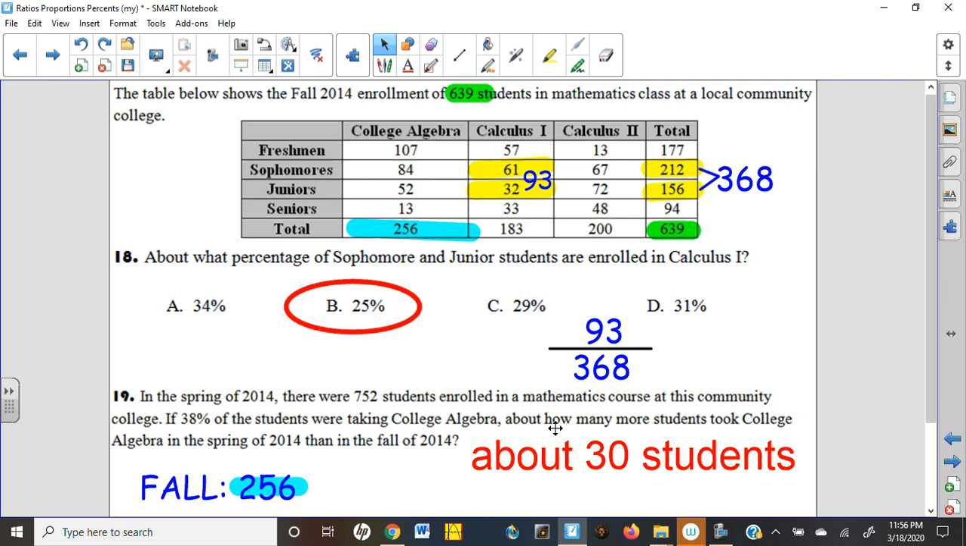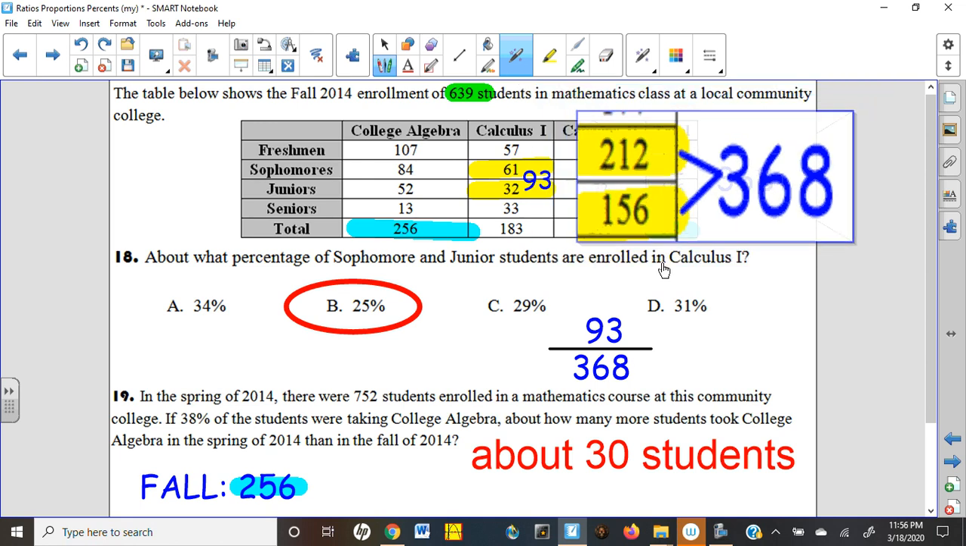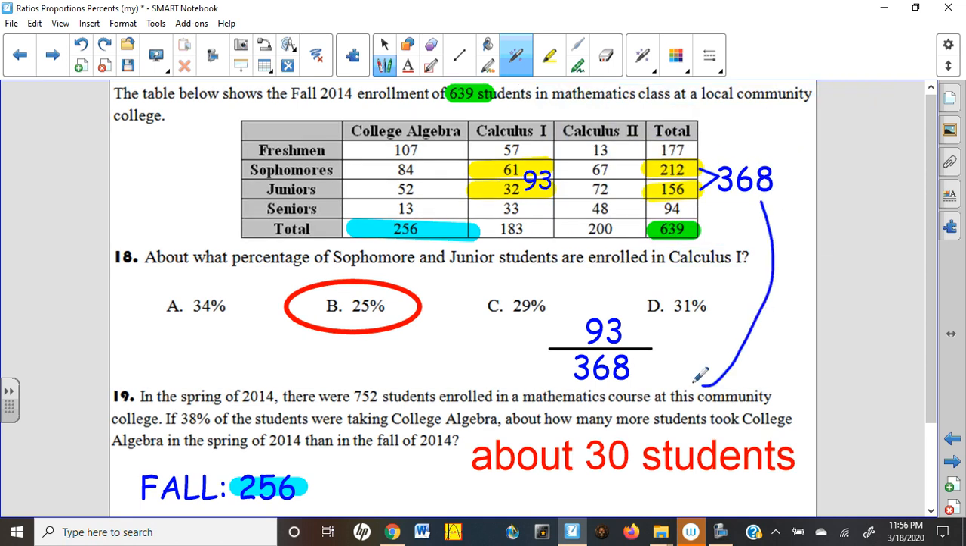About what percentage of sophomores and junior students are enrolled in Calculus 1? Well, we're only talking about sophomores and juniors, and there's a total of 368 sophomores and juniors, right? So that is going to be our total.